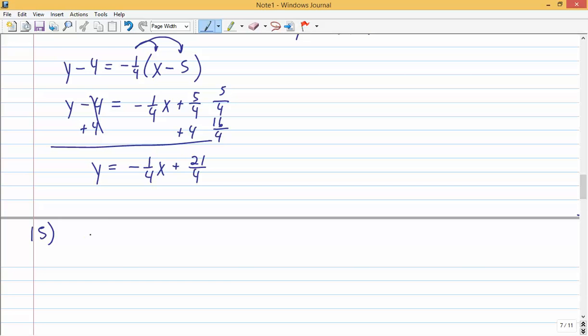Alright, problem number 15 says find the distance between the 2 points.